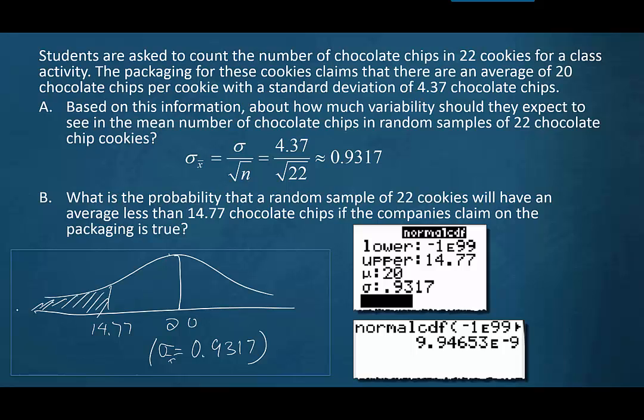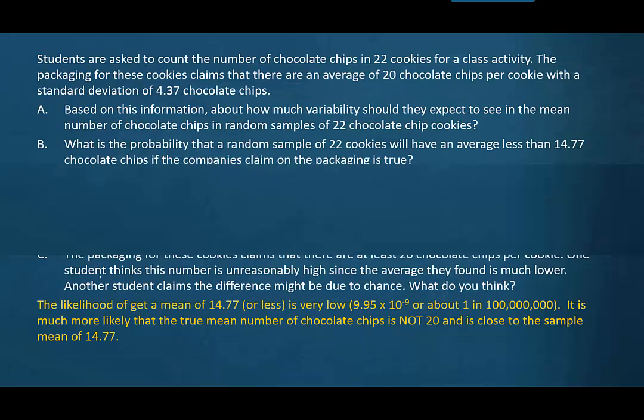You paste this in, you get 9.95 times 10 to the negative 9. Very unlikely. Again, not drawn to scale. Part C. The packaging for these cookies claims that there are at least 20 chocolate chips per cookie. One student thinks this number is unreasonably high, since the average they found is actually much lower. Another student claims the difference could just be due to random chance.